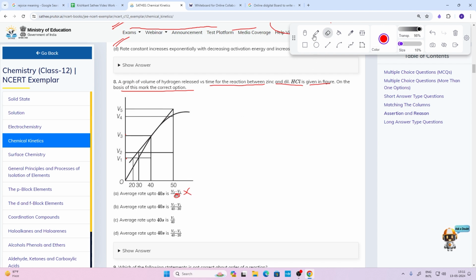The second one is right. So V3 minus V2. So this is V3, 40, V2, 30. V3 minus V2 by 40 minus 30. This is correct. Rate up to 40 seconds is 50. This is absolutely wrong. What about this? It is V3 minus V1 by 40 minus 20. So V3 is at 40 and V1 is at 20. So is this correct? Say.